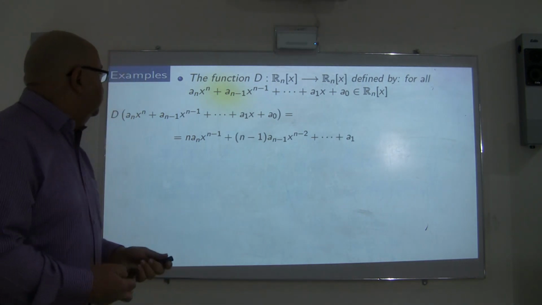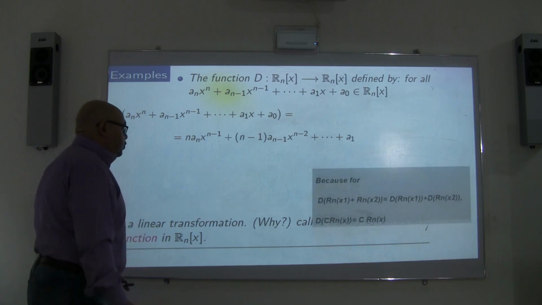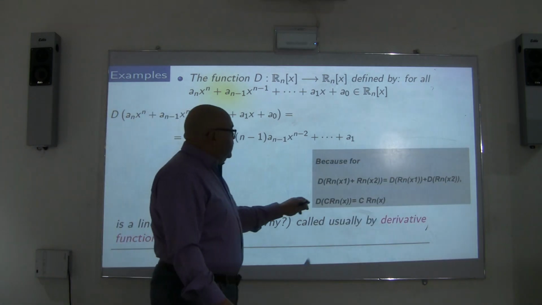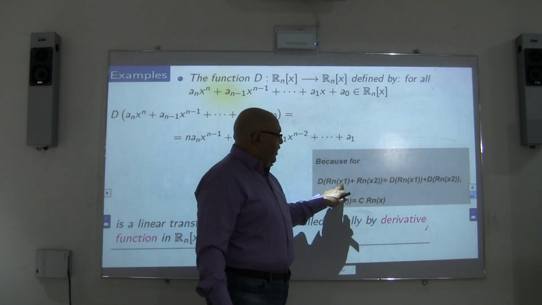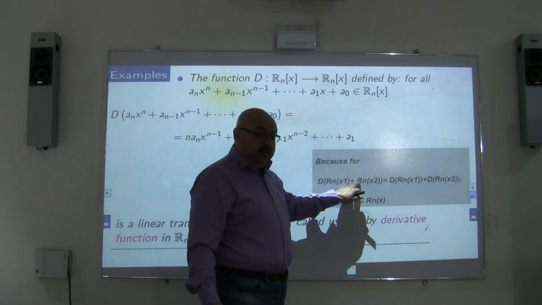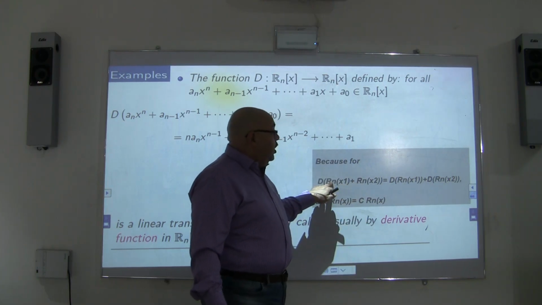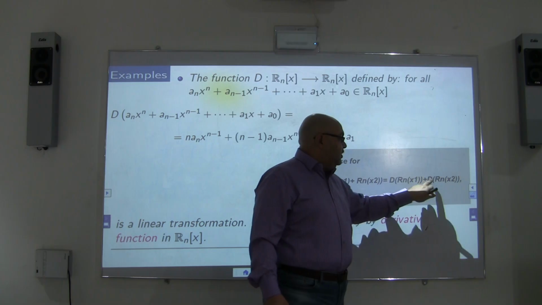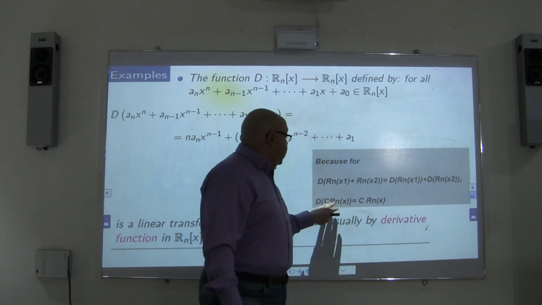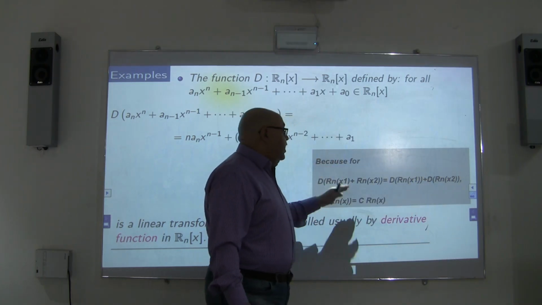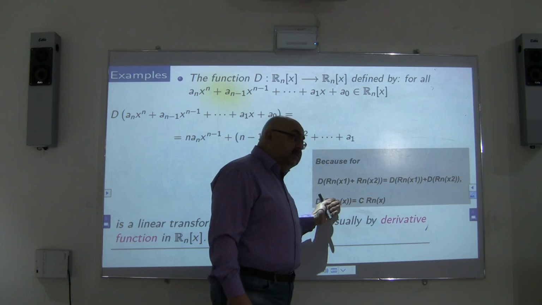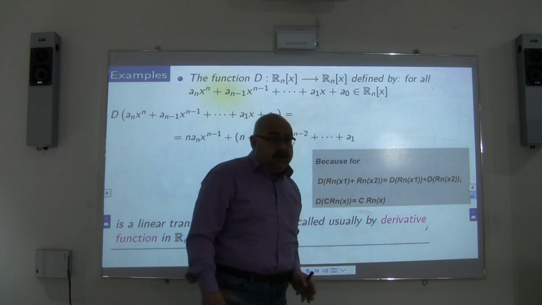So all I have to do is once more consider a polynomial of x1 and a polynomial of x2. If you add them together, you will have the derivative of x1 plus the derivative of x2, which proves exactly the two properties, the addition property and the multiplication by scalar.